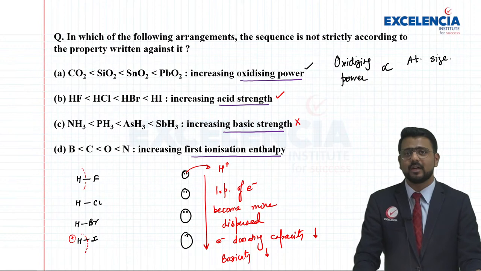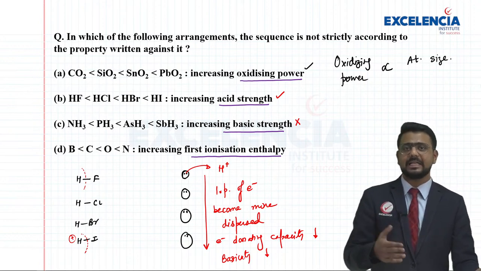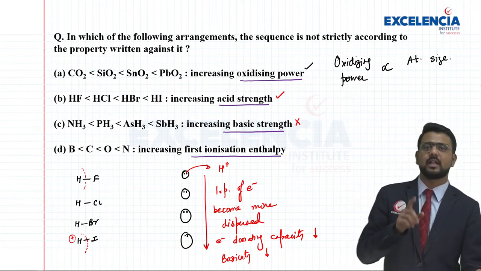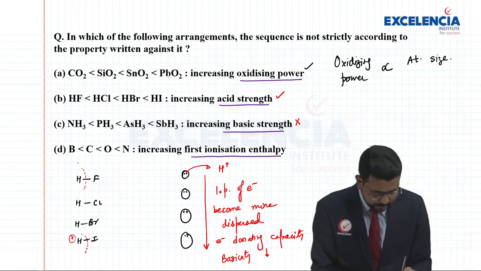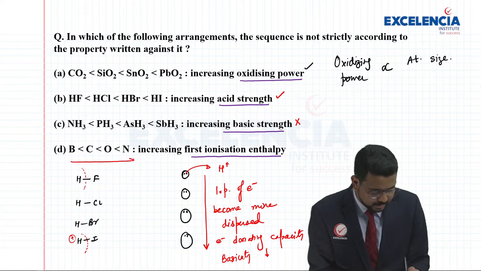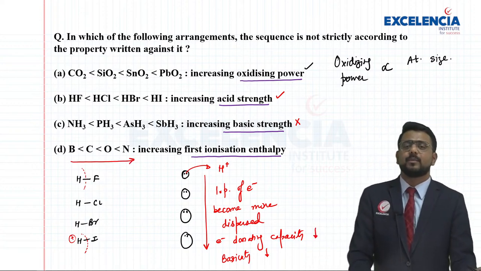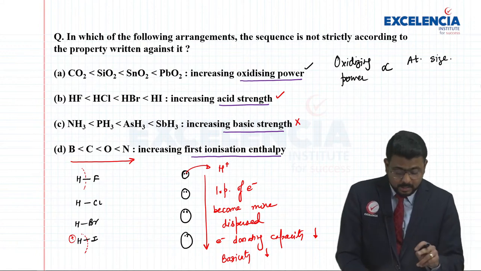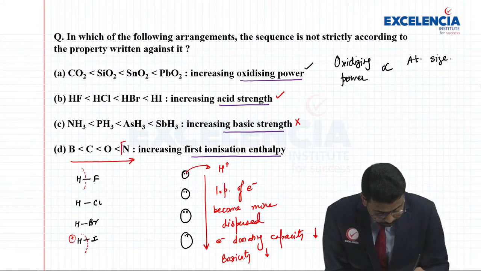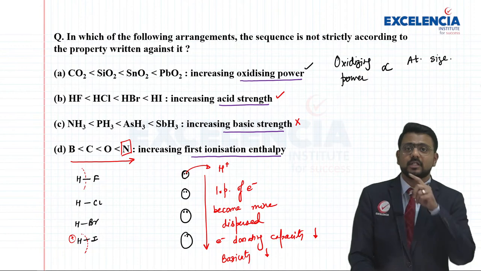And finally, let's have a look at the next option also. Boron less than carbon, less than oxygen, less than nitrogen, that is with respect to increasing first ionization enthalpy. Now we know that all of these belong to period number 2, and across the period when we go from left to right, the ionization enthalpy is going to increase. So here nitrogen shows higher ionization enthalpy compared to oxygen.